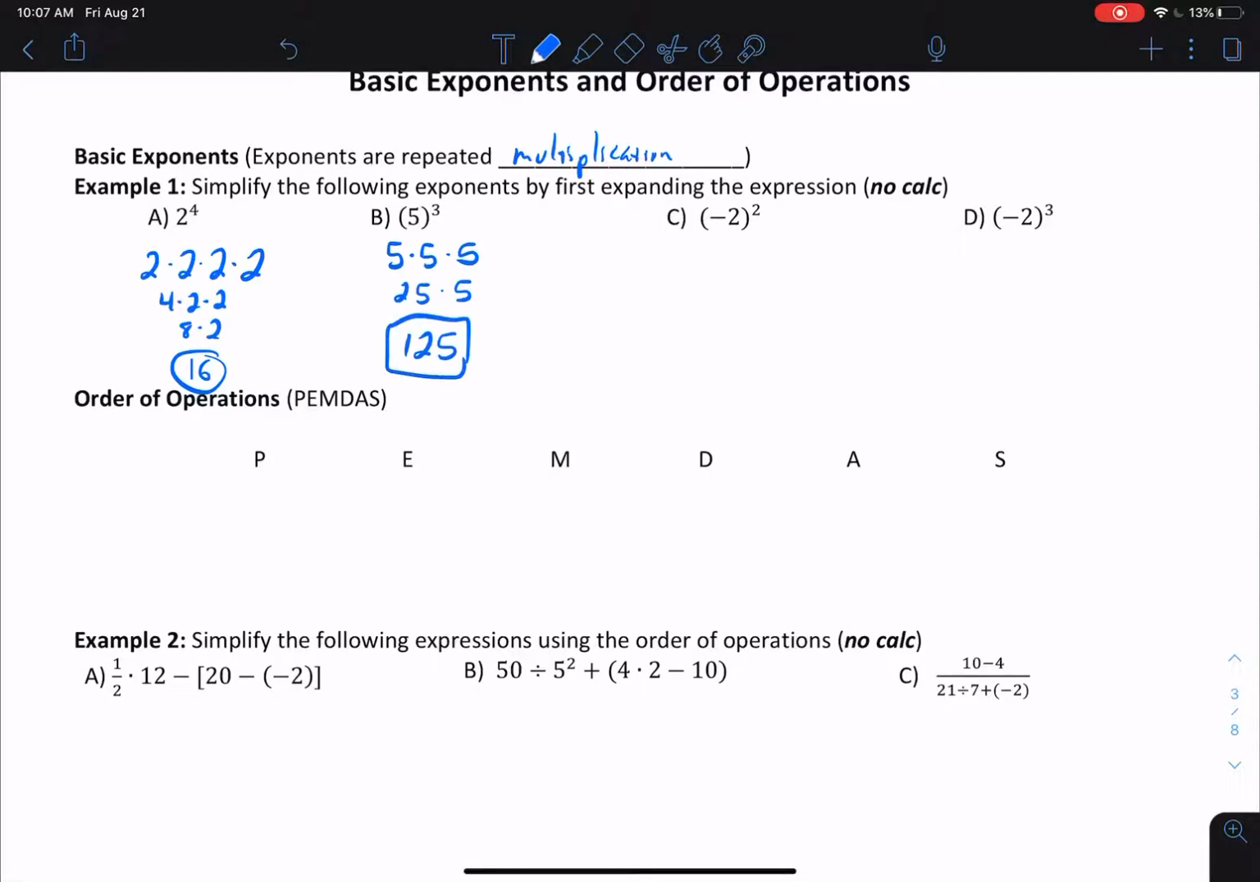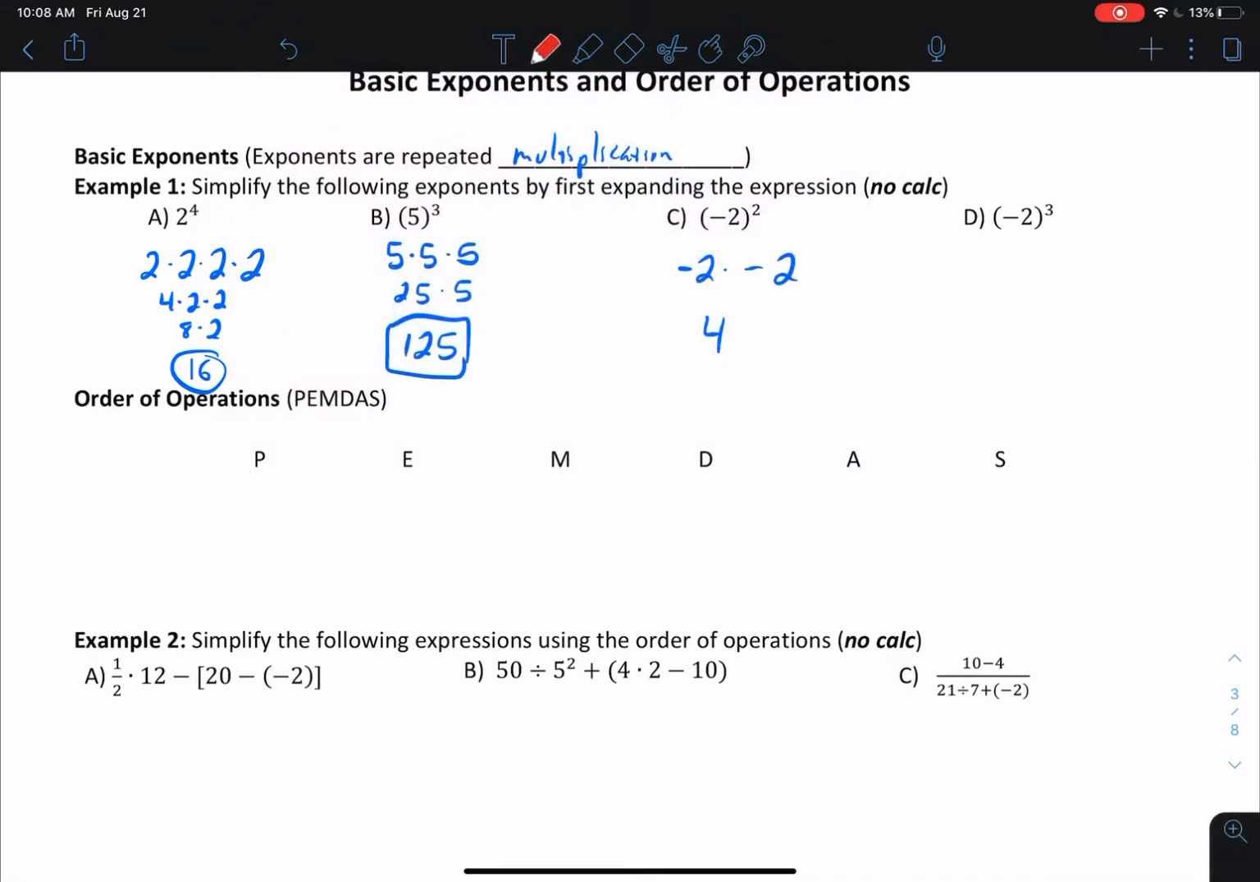Okay, negative 2 squared. You see how the negative is in parentheses there. So negative 2 squared is saying negative 2 times negative 2. Okay, since the negative is in the parentheses, that's what's being squared as well. Okay, so negative 2 times negative 2 is 4.